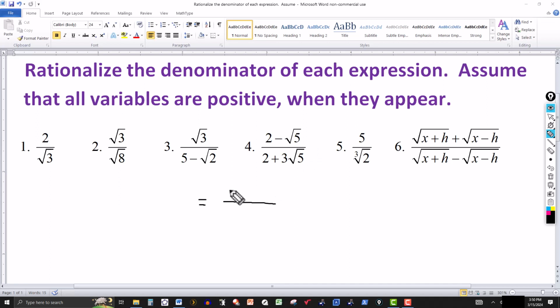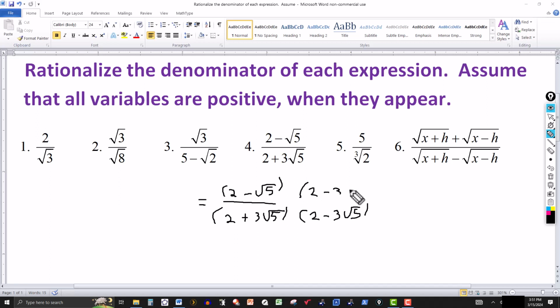conjugate there. So this will be 2 minus the square root of 5, and that's over 2 plus 3 square root of 5. In order to eliminate the radical here, again, we have to multiply by the conjugate. And in this case, this is a plus, so we use the minus. If this were a minus, we would use the plus. So this would be 2 minus 3 square root of 5.